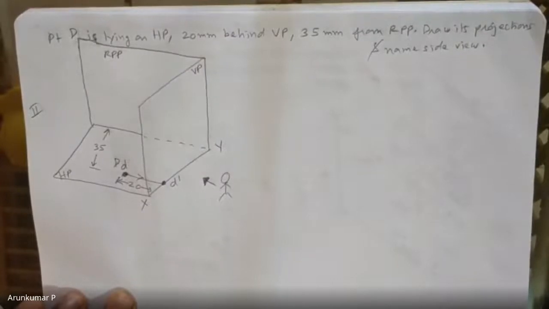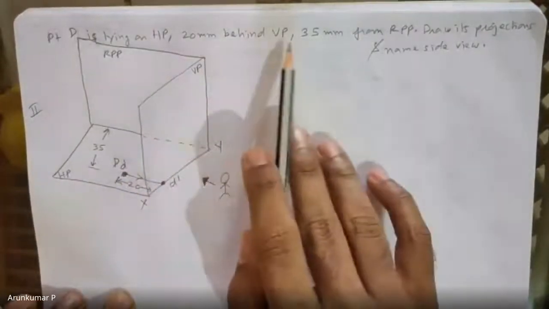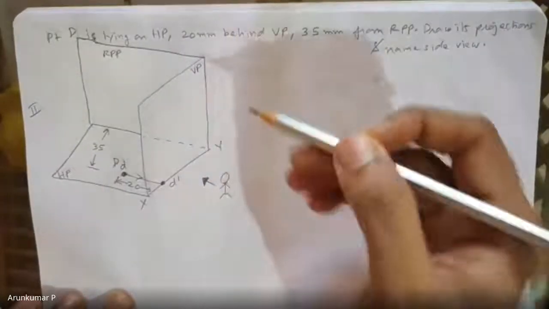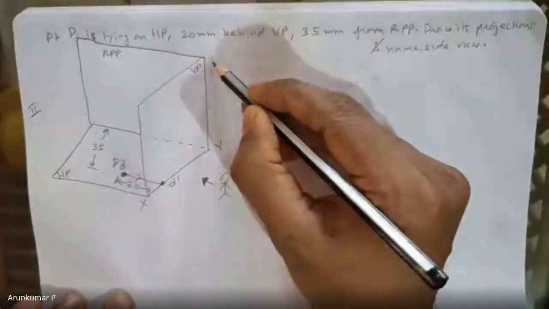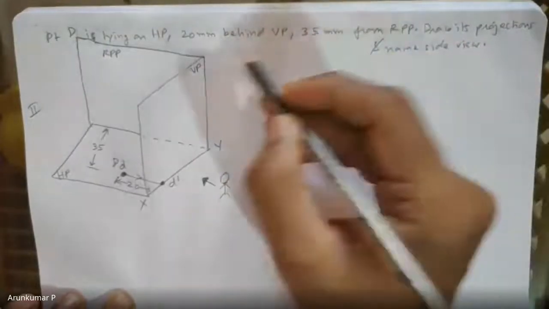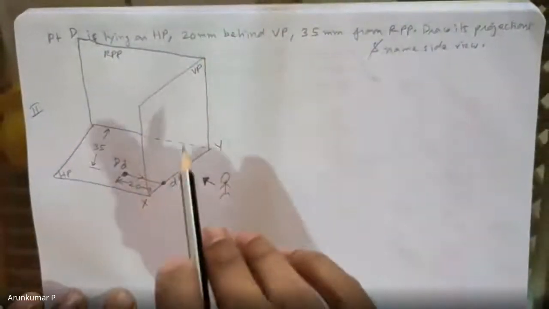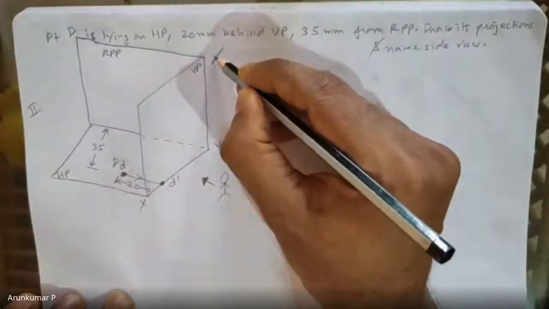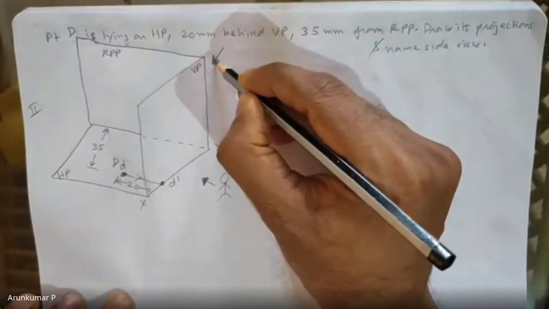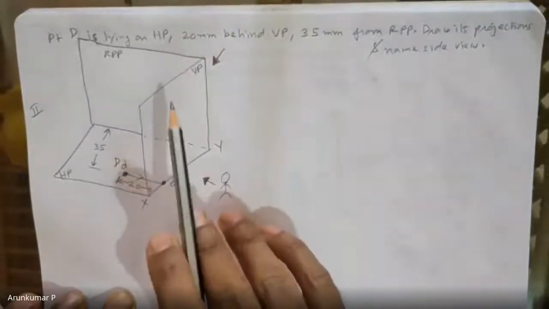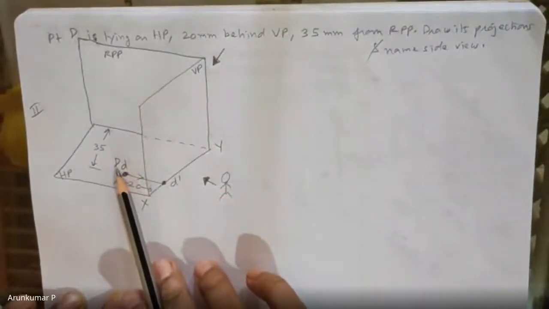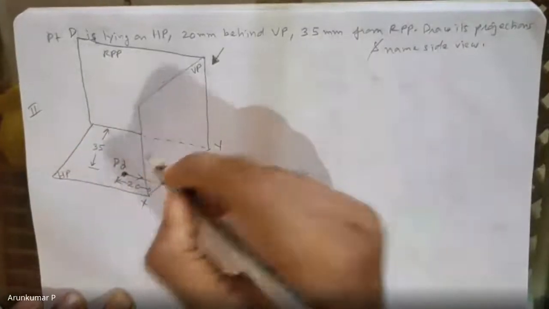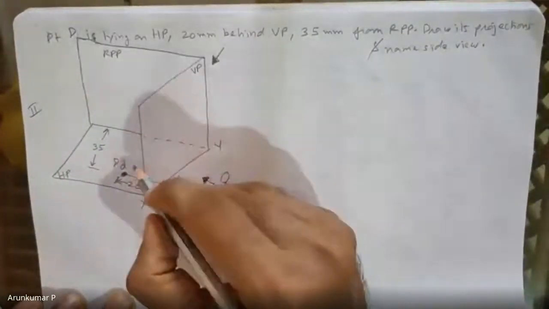Okay. The point is 35 mm from RPP. Since we are in the second quadrant, we know that on RPP we will get the right side view. So you have to look from the right side. If you look from the right, obviously you won't be able to see the point D. So you have to make RPP transparent.